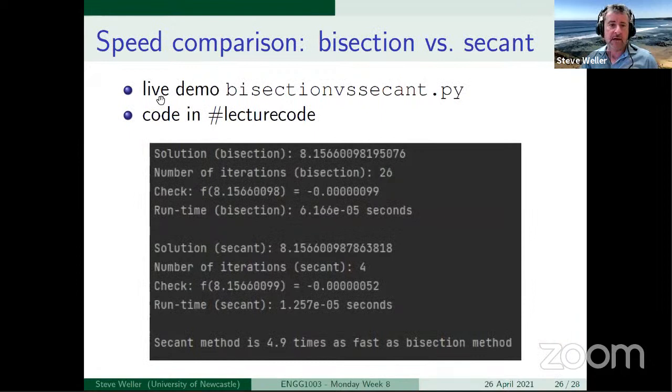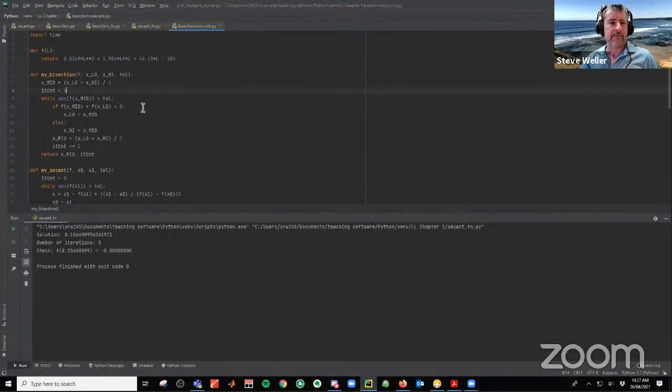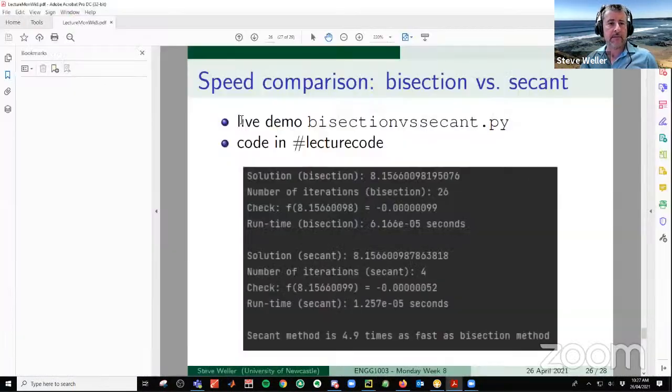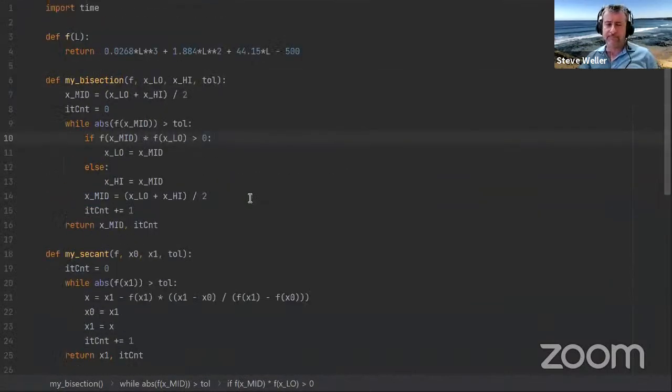So let's do it. I'm going to run some code here. The code itself is too long to show you in the slides, but again, I've posted it on Blackboard and it's available in the lecture code channel. So we're going to run this code called bisection versus secant.py. It's the last code we run for today's lecture. So here's the code. It's about 50 lines long. Don't be worried about the length. Let me show you the key points.